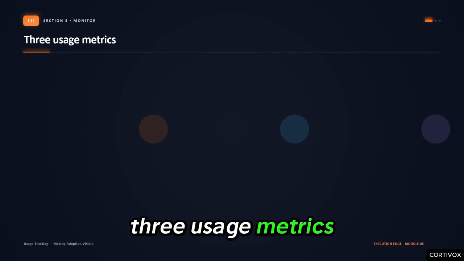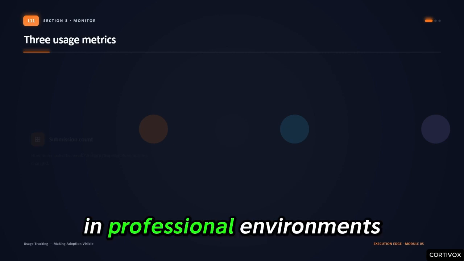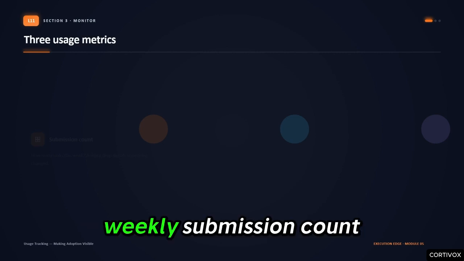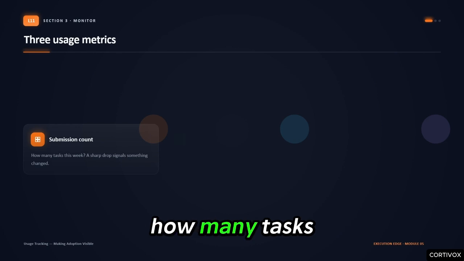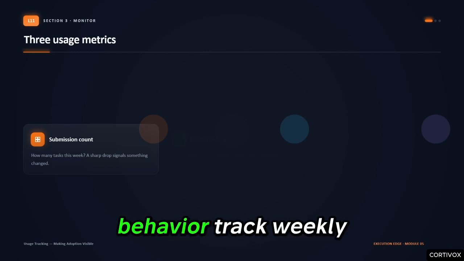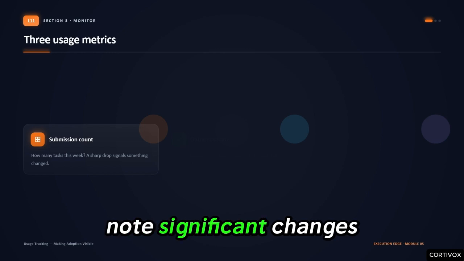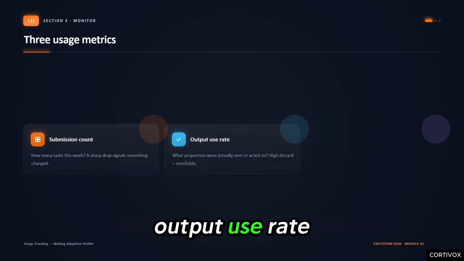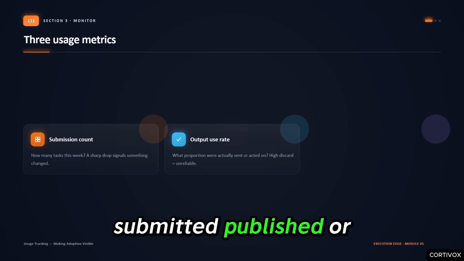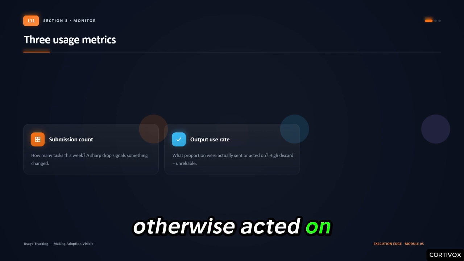3 usage metrics cover most AI systems in professional environments. Weekly submission count. How many tasks were submitted this week? A sharp drop is a signal something has changed in either the system or user behavior. Track weekly. Note significant changes. Output use rate. What proportion of outputs were actually used, sent, submitted, published, or otherwise acted on?